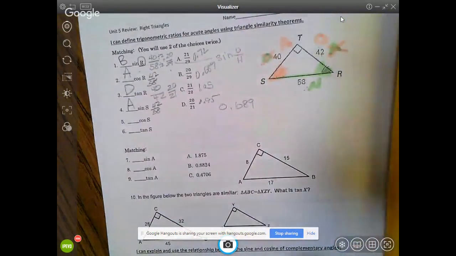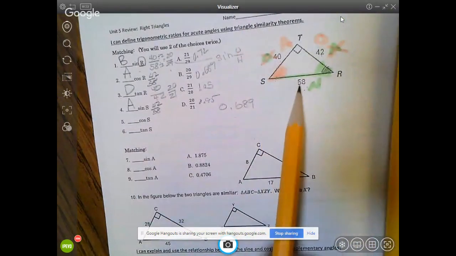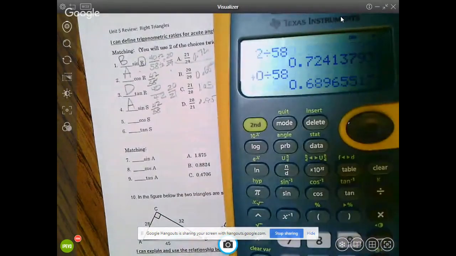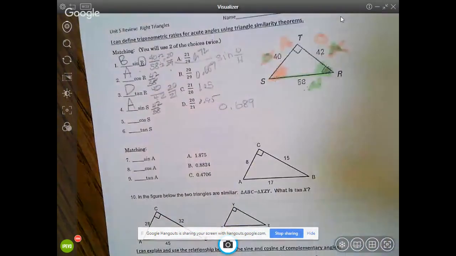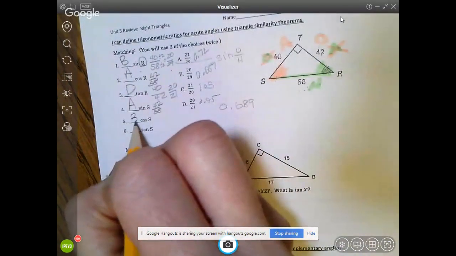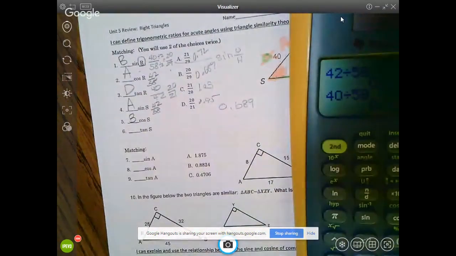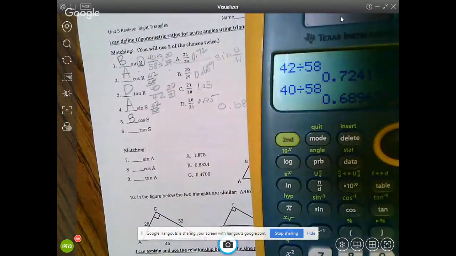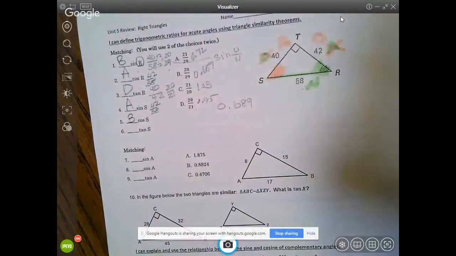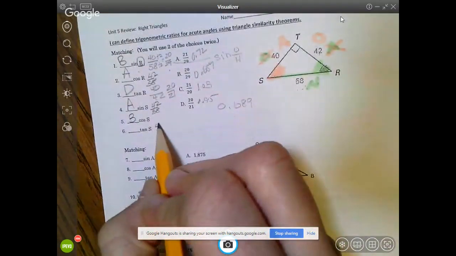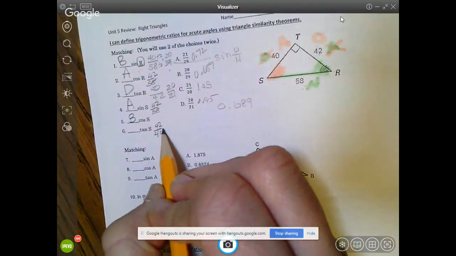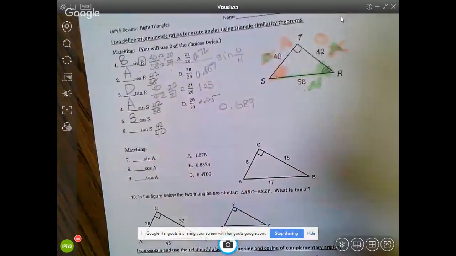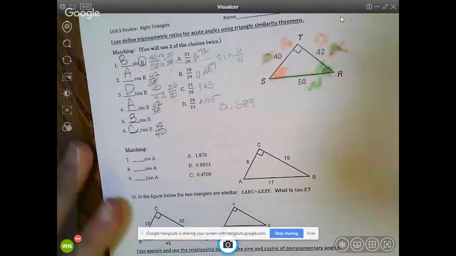Cos S, here's S. Cosine is adjacent over hypotenuse, so 40 over 58. If you don't feel like reducing, we know it's 0.68. Now, I know some of you like to use your calculators. However, the only thing is that on the EOC, you won't have a fraction button. So tan S is 42 over 40. So that's why it's good to come up with other strategies. So this is choice C.